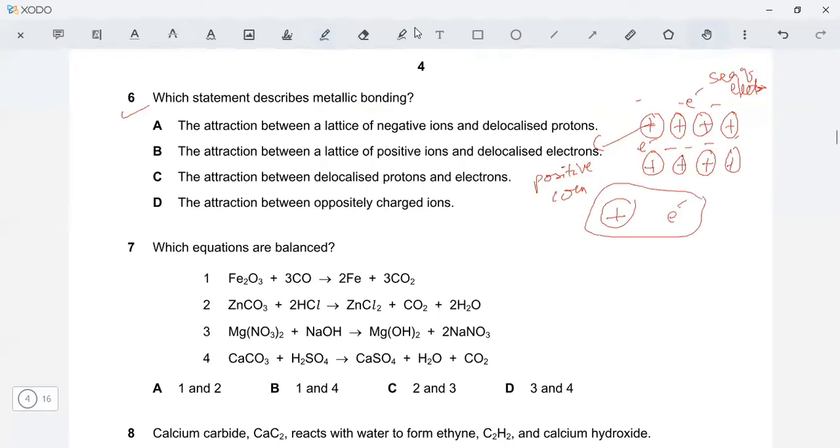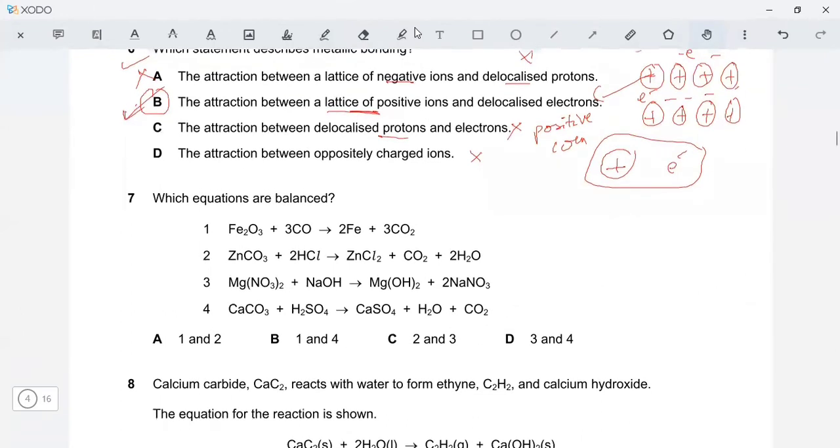Which option is correct? Option A says attraction between lattice of negative ions and delocalized protons. We know it should be delocalized electrons. Option B: attraction between lattice of positive charge. Lattice means a regular arrangement pattern, a regular arrangement of positive charge, and then delocalized electrons. The electrons are surrounded by the positive charge. So the answer is option B. C and D are also not right. Why? Because the attraction force between the lattice of positive ions and delocalized electrons is known as metallic bonding. Is it clear, all of you?